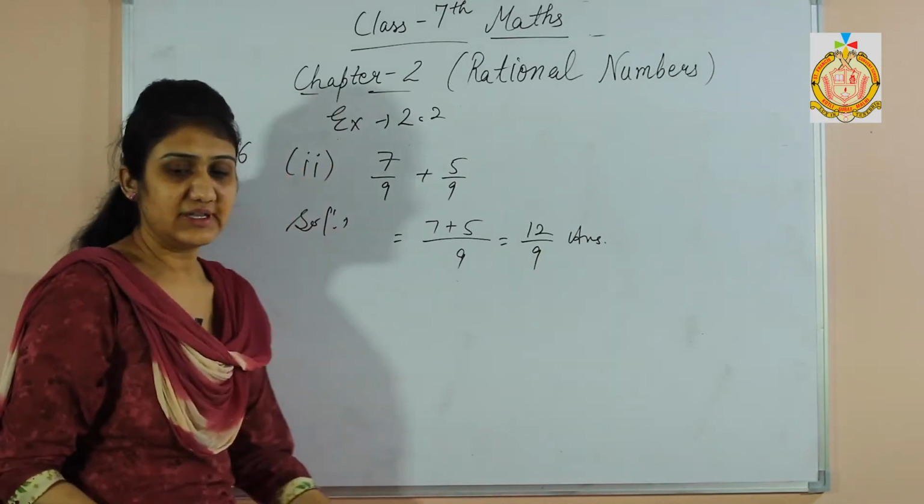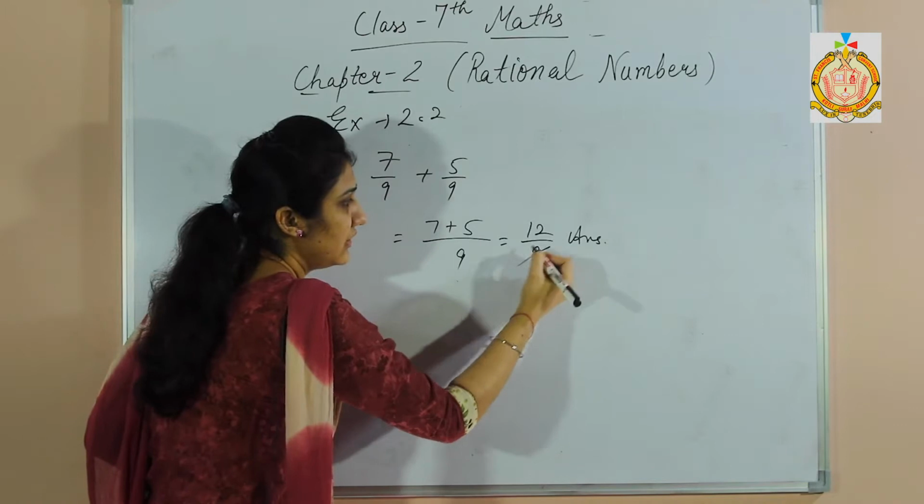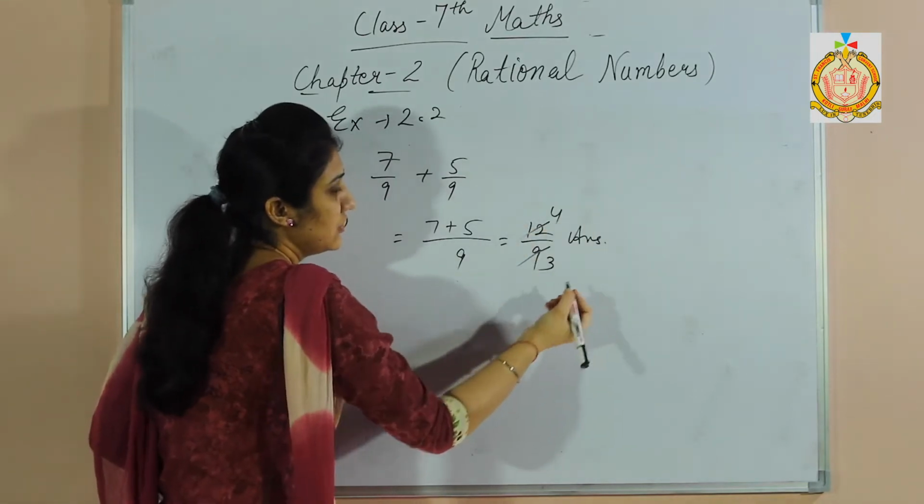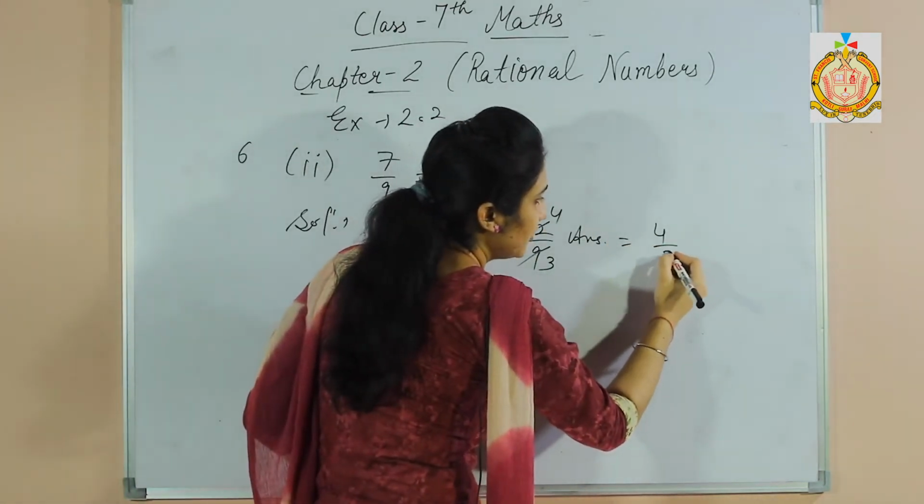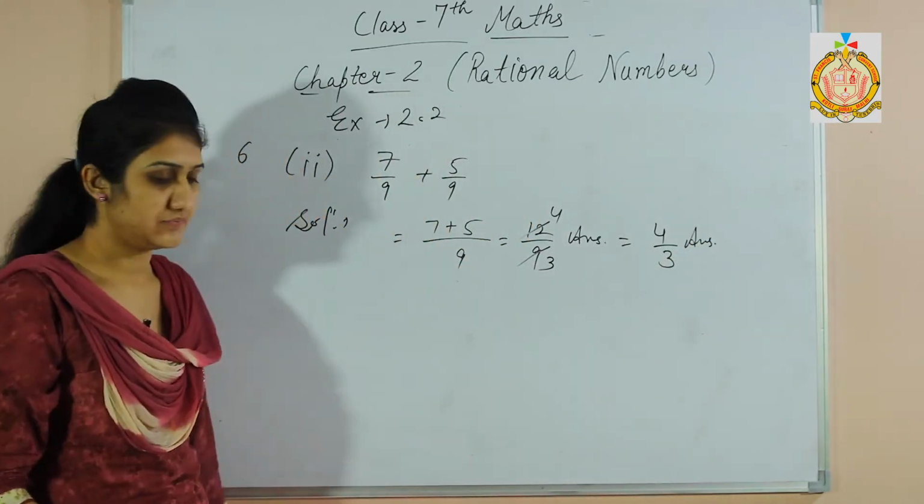But further cutting is possible. You can do the cutting on the table of 3: 3 fours, or you may say the answer is 4 upon 3. Try to make the answer in the lowest form.